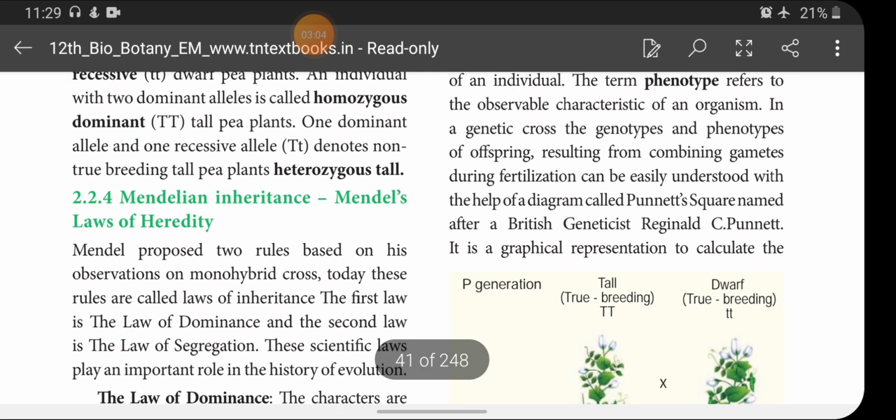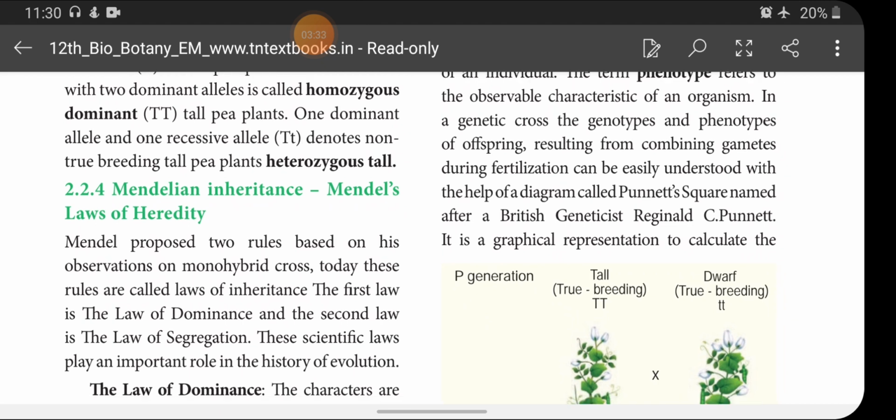One dominant allele and one recessive allele denote a non-true breeding tall pea plant. So the above said dwarf and homozygous tall plants are pure breeding. And if a plant is a tall plant but it has one allele capital T and another allele small t, this is said to be what? Hybrid. It is a non-true breeding tall pea plant.